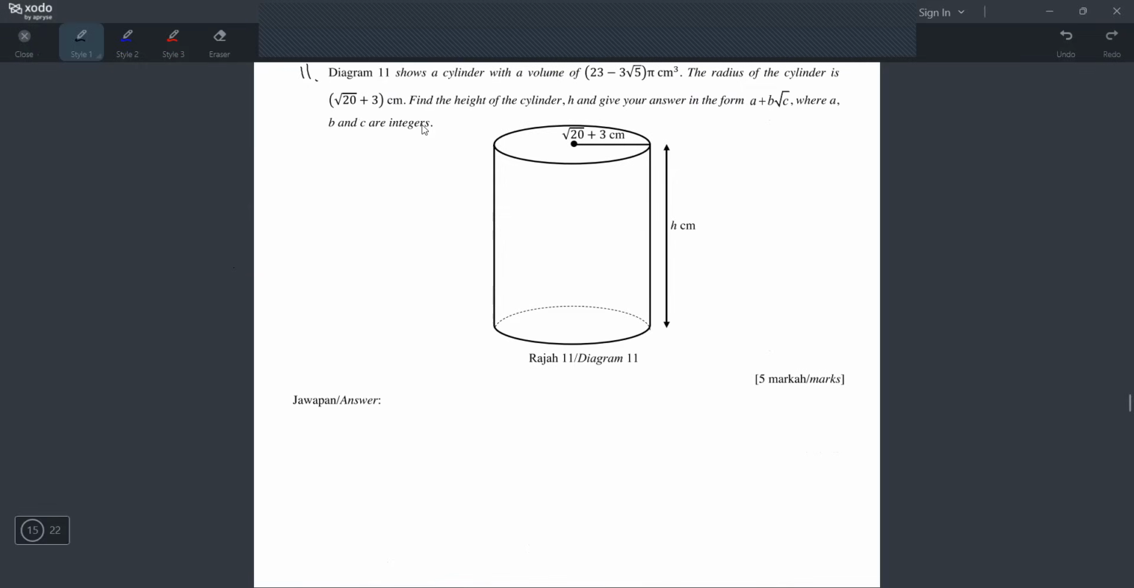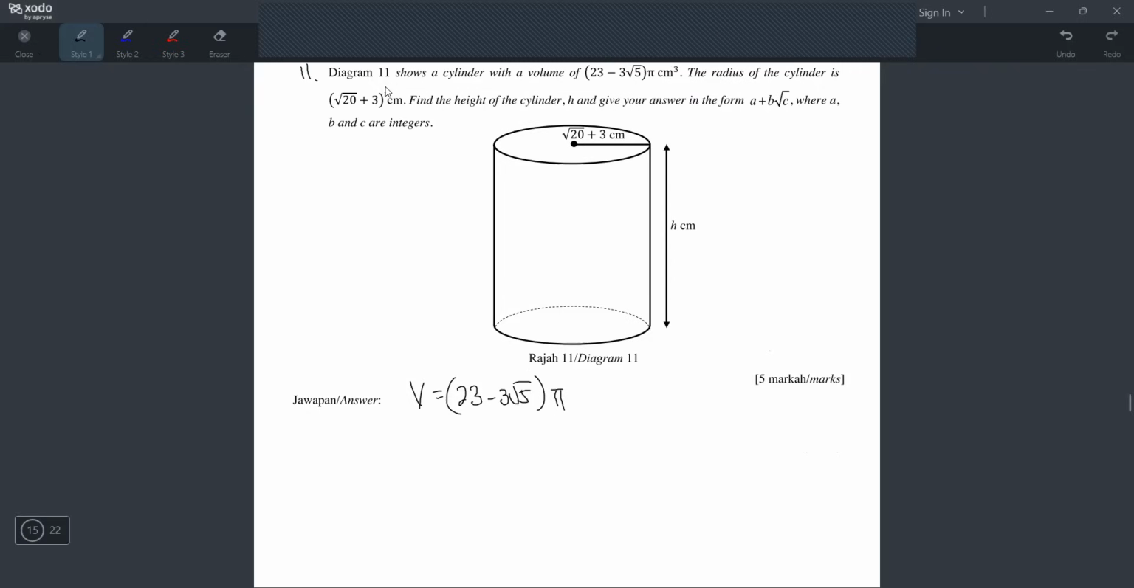Okay, number 11. Let's read the question. Diagram 11 shows a cylinder, with a volume of this. So let's write down the volume of the cylinder: (23 minus 3 square root 5) pi, and then cm cube. The cm cube, I won't write it.